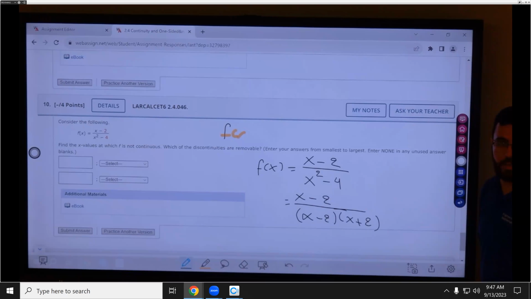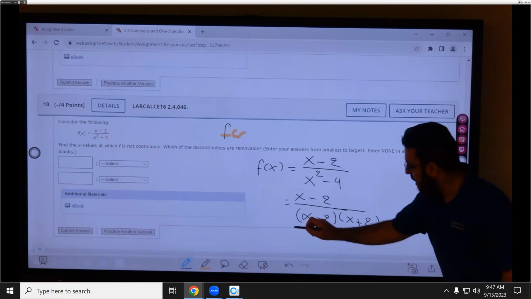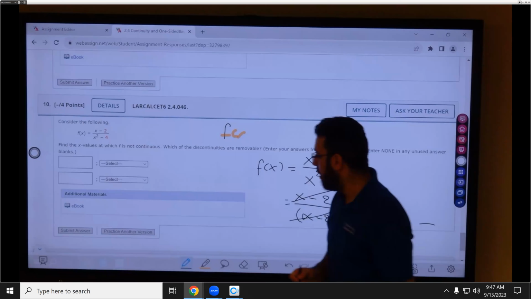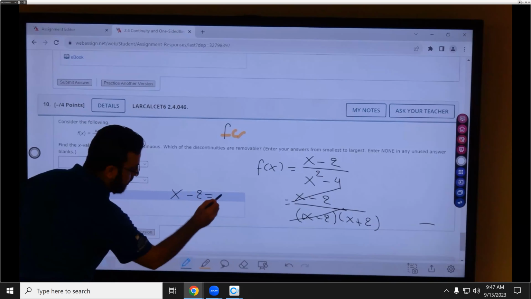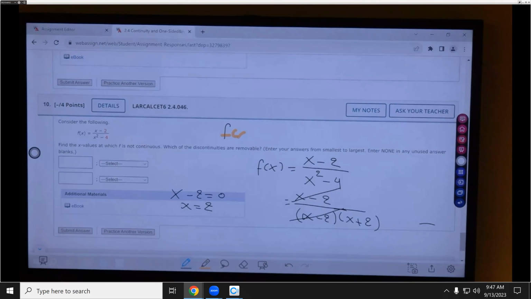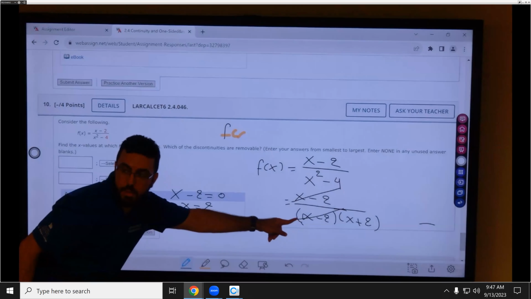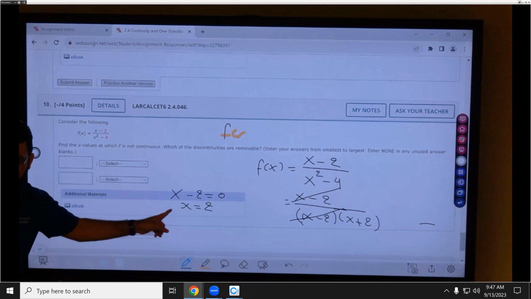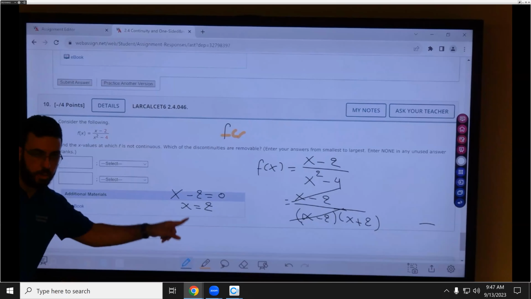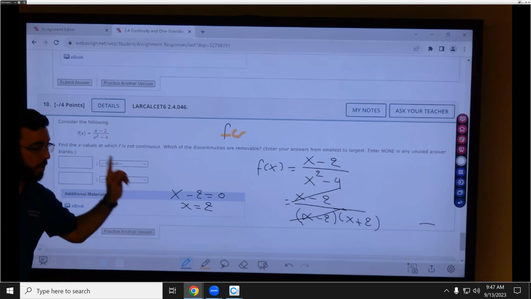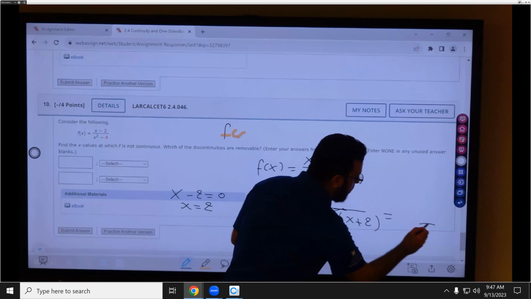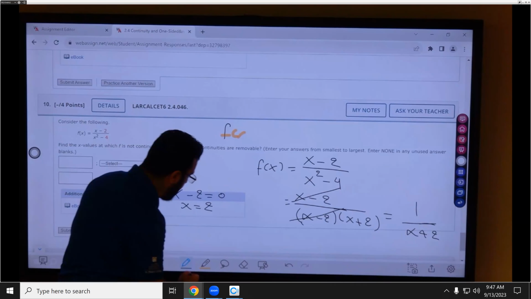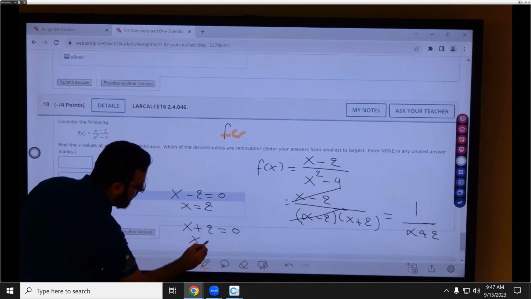Which one are you gonna cancel? x minus 2. It cancels. So that means x minus 2 equals 0, that means x equals 2 is what? I'm talking about this point, the one I cancelled. That's a hole, okay? It's not the asymptote. The one you cancel is the hole. What's the leftover? That's going to be the asymptote, which is 1 over x plus 2. So you set x plus 2 equals 0, so x is going to be equal to -2.